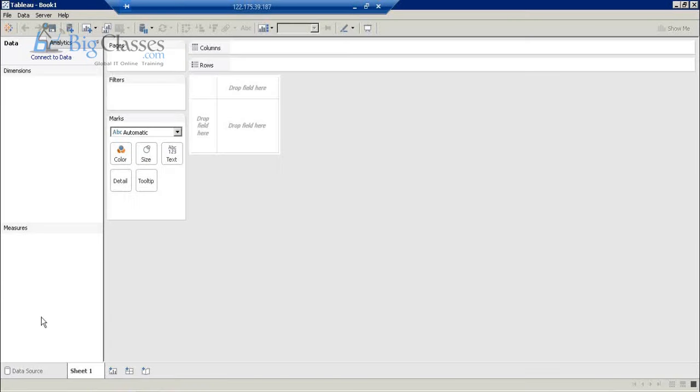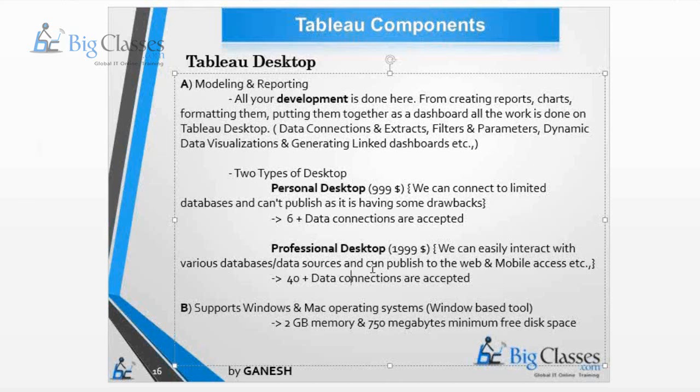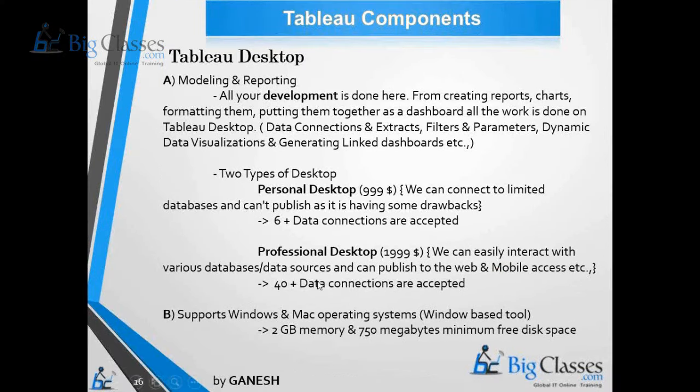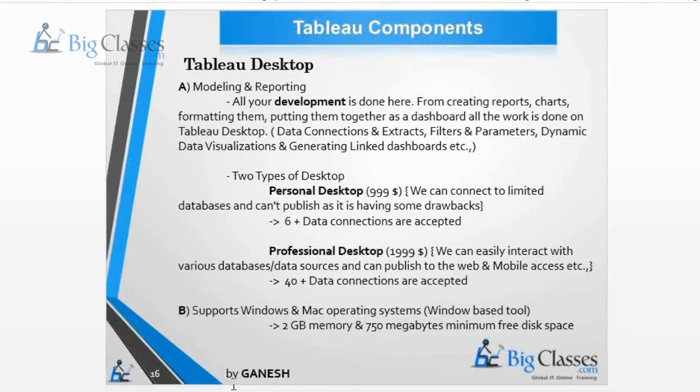But Professional Desktop can interact with 40 plus different data sources. And in terms of maintenance, it won't support the Unix platform. At this moment, Tableau supports only Windows as well as Mac operating systems, and it is purely a Windows-based tool, guys. It requires minimum hardware configurations like 2 GB of RAM and 750 megabytes of minimum free disk space.